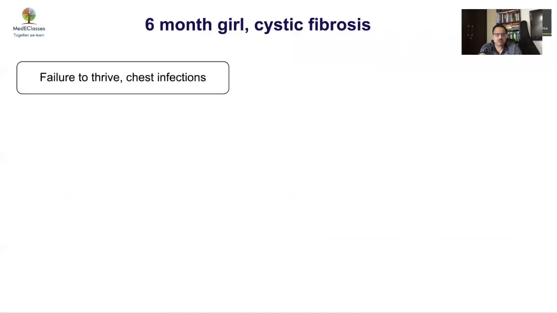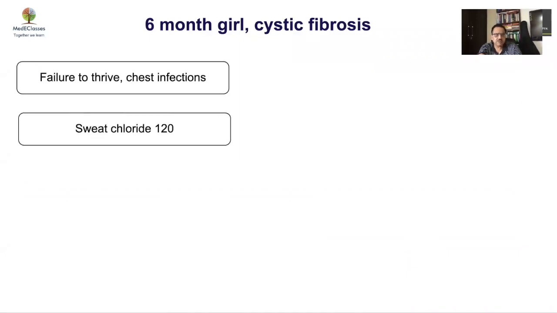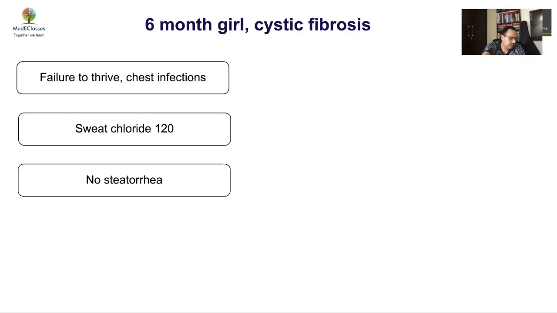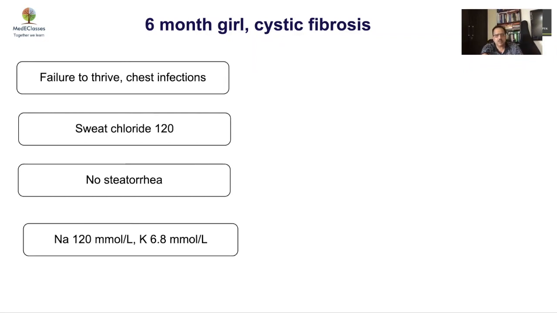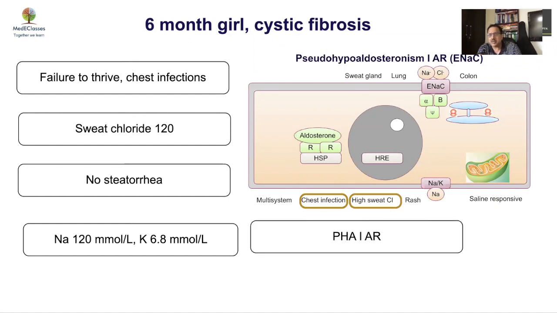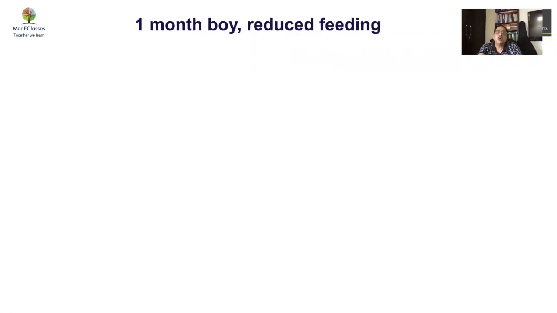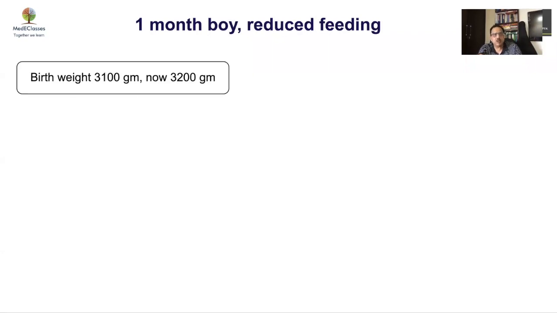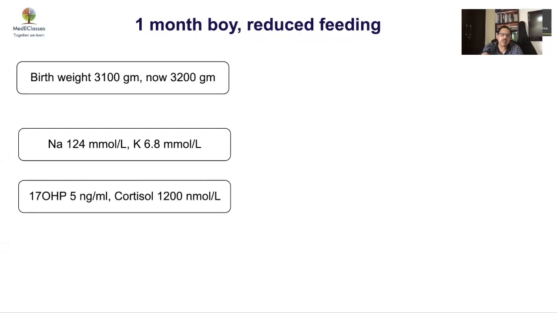A 6-month-old girl diagnosed with cystic fibrosis, failure to thrive, chest infection, sweat chloride level on the higher side, no steatorrhea, sodium is normal, potassium is high. So while hyponatremia can happen with cystic fibrosis, you won't have hyperkalemia. This is a typical picture of a defect of action of the sodium chloride channel, in which you can have chest infections and high sweat chloride. This is PHA1AR.